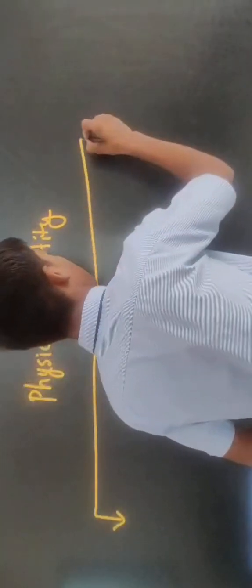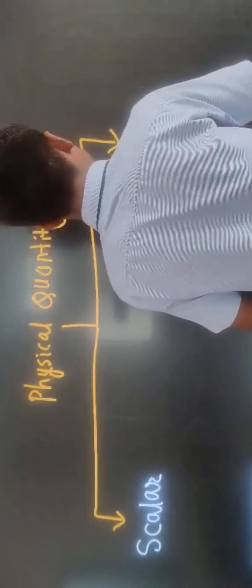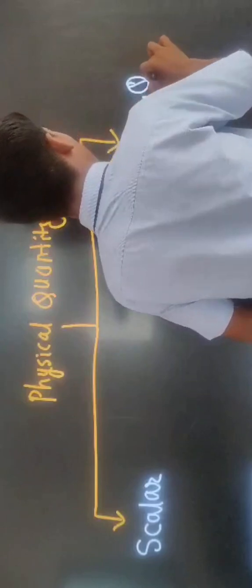Next we will learn about types of physical quantity. There are two types of physical quantities, scalar and vector. Scalar quantity and vector quantity. Okay, there are two types of these. So now let us learn about scalar quantity.